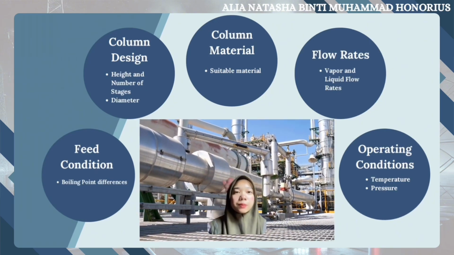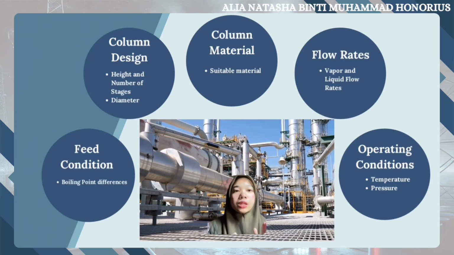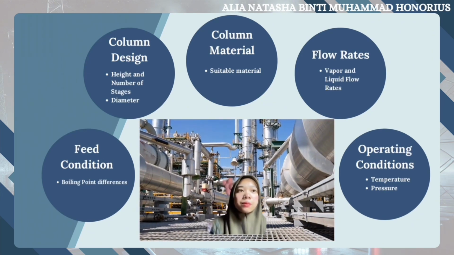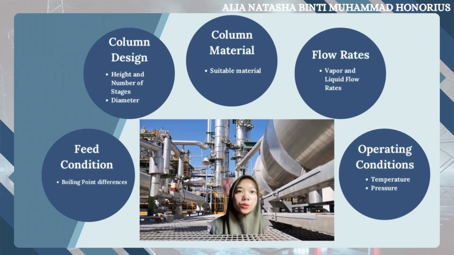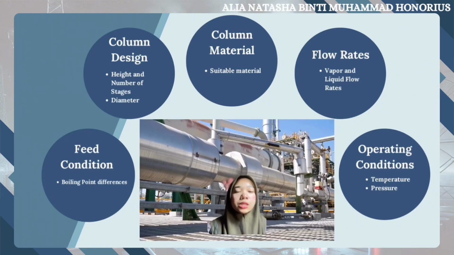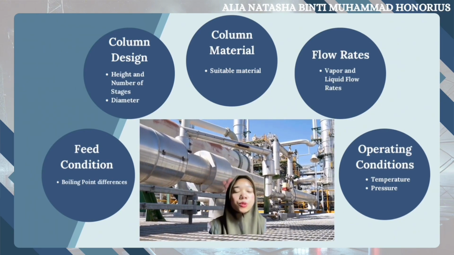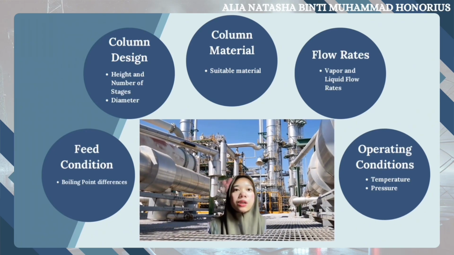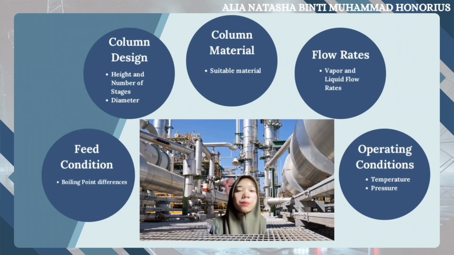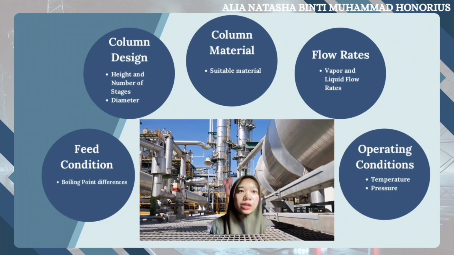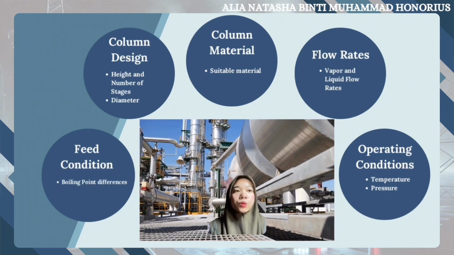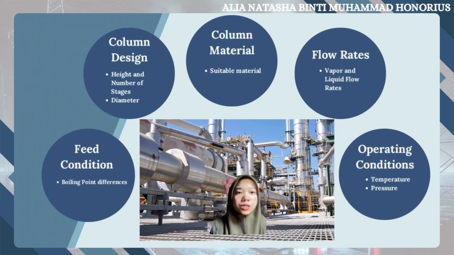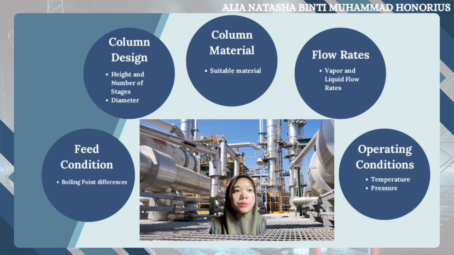The third factor is column material, where we will talk about the trays and also packing. Tray efficiency is affected by fouling, wear and tear, and also corrosion. So we need to choose the appropriate material for the column to operate well. The fourth factor is liquid flow rate, which covers the vapor and liquid flow rates. Stable flow rates will prevent operational issues like flooding or weeping. This will ensure efficient mass transfer and also column stability.